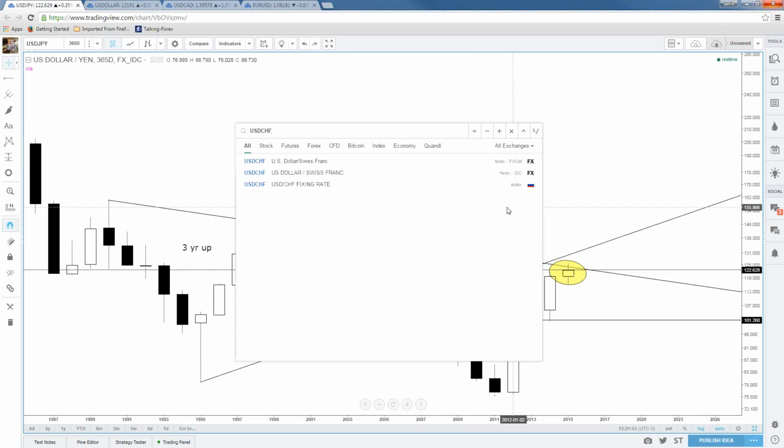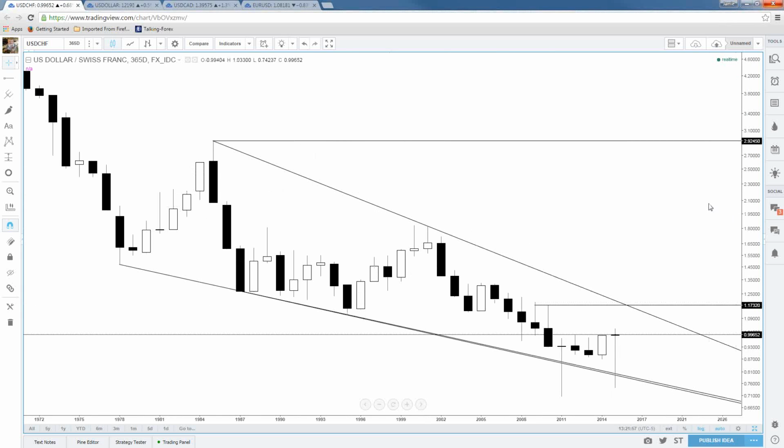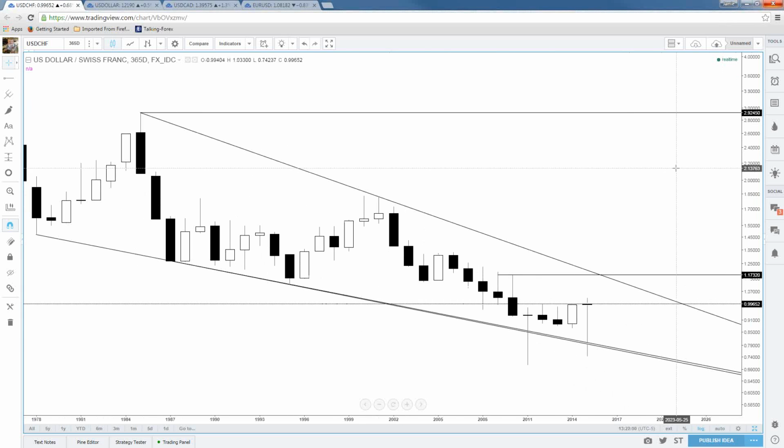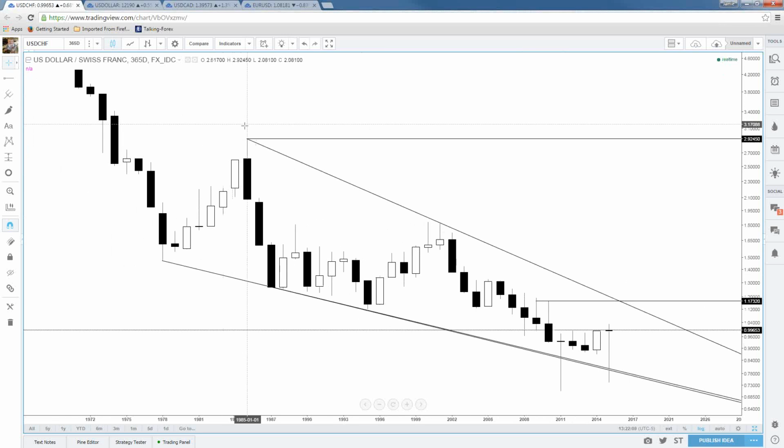Okay, dollar Swiss, probably my favorite one. So dollar Swiss, actually, I think that this is going to be exceptionally bullish. Weakness since 1985, which is right here, is actually the picture perfect representation of a wedge. Okay, and what I mean by that is now a wedge.